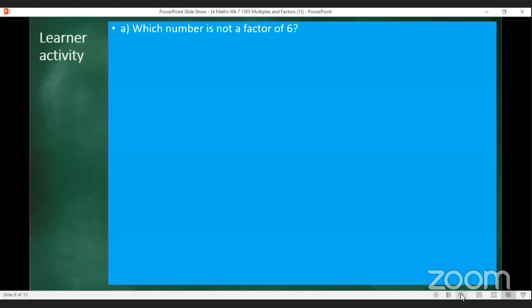So we're going to have this learner activity. You can answer in the chat and I'll be reading your answers, because you still have to do multiples.